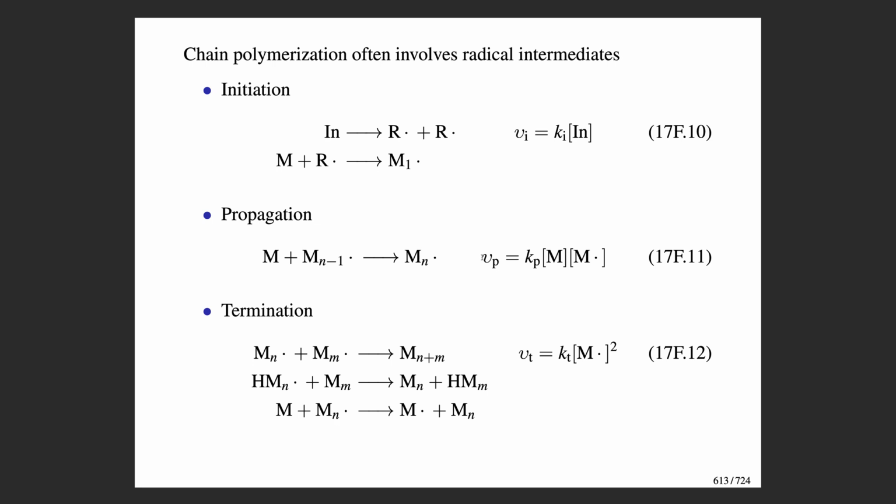So the rate of propagation is going to be proportional to the concentration of the monomer that we have, which will decrease with time, times the concentration of the chain radicals of any size. Kp is the propagation rate constant, and then we're just going to focus on this type of termination where we've got the termination rate constant, and this refers to any chain length radical.